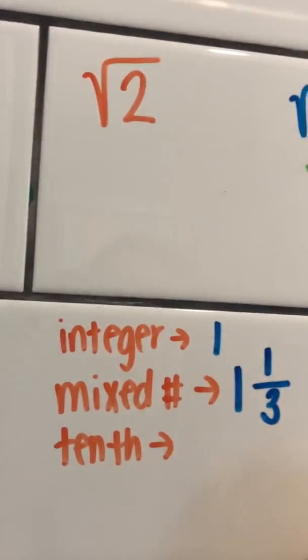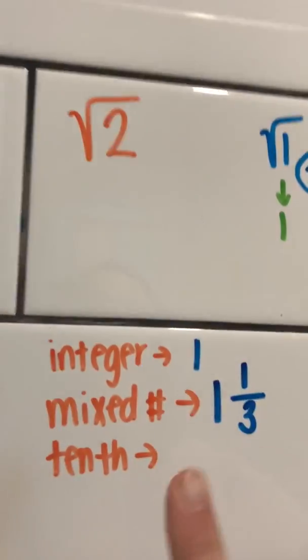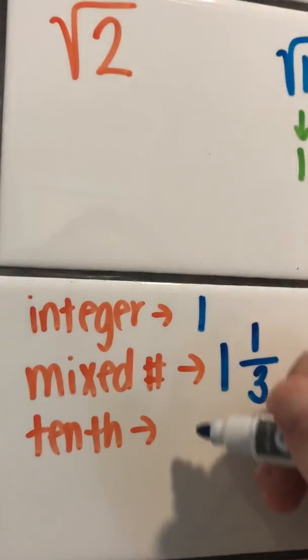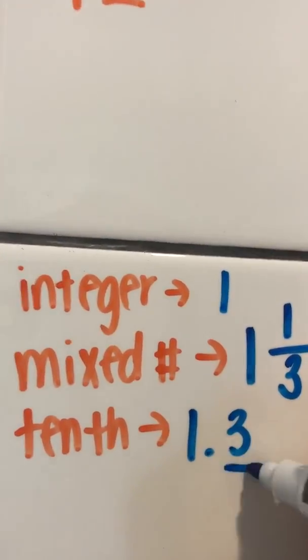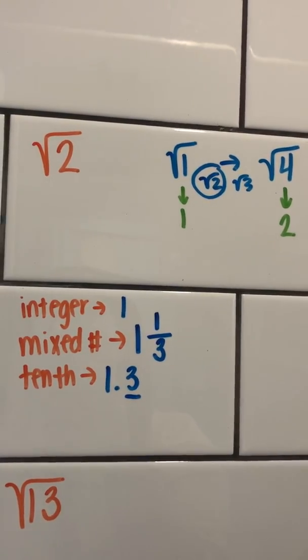So my square root estimated to a tenth is 1.3, just 1 decimal place. So we just estimated that in 3 different forms.